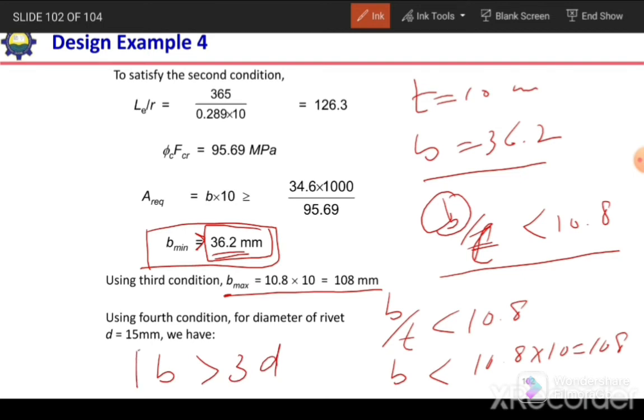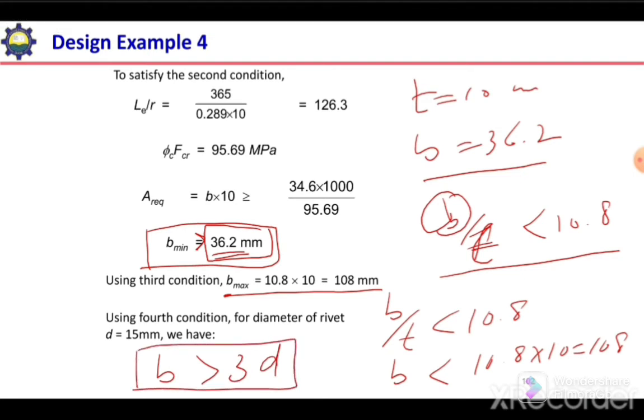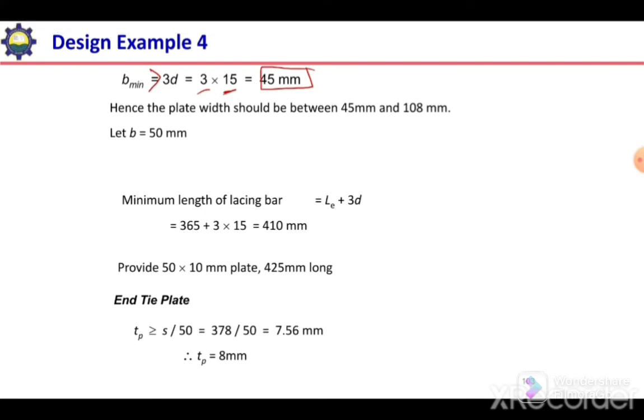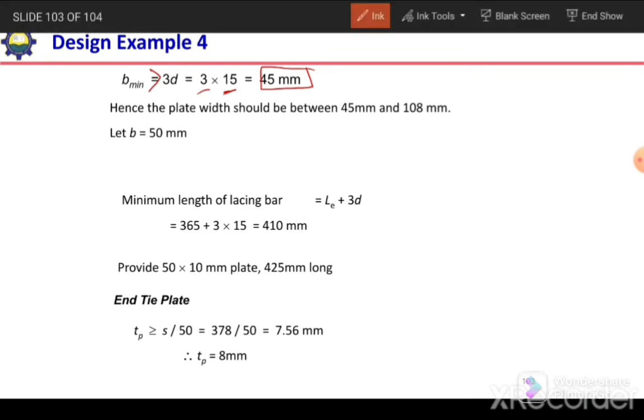So from here again we can calculate the minimum value of B. For that, B should be greater than 3D, so 3 times the diameter of the rivet, 15, so it is 45. So the minimum value of B should be 45 and the maximum value should be this one, 108. So we can select a suitable value in between these two, 45 and 108. So let's say B is 50 millimeter.